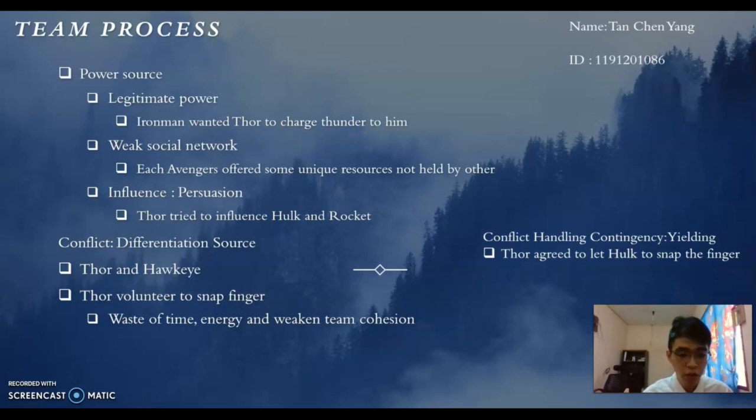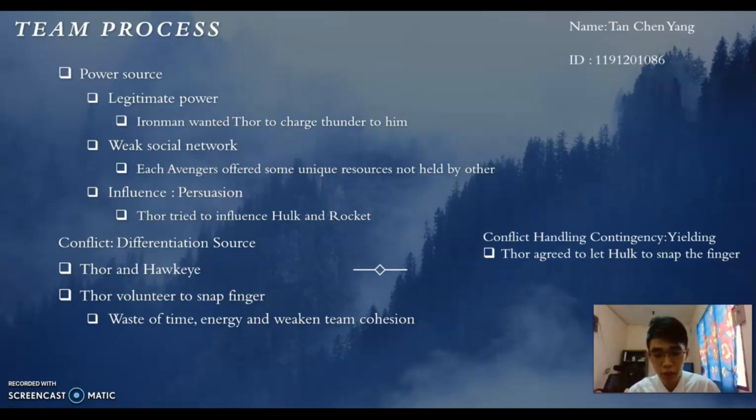Next, some conflict that we can find here is differentiation source, between Thor and Hawkeye. When Hawkeye shared the message that Black Widow had sacrificed herself to get the Infinity Stone, Thor thought it was just a joke, so he never took it seriously.